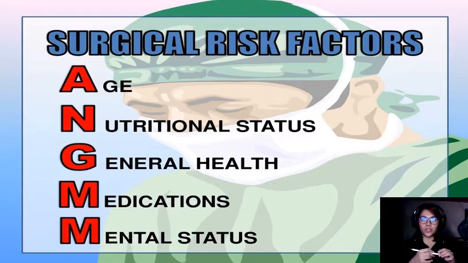Next is your nutritional status. So if your patient has a healthy BMI, or is obese, or underweight, no? It can also affect the surgery as well. Then you have your general health. So, is the patient overall healthy? Then medications as well. So if your patient is taking certain medications, for example aspirin, it should be stopped days or weeks before the surgery so the patient is not at risk of blood loss. And then the mental status of your patient as well.